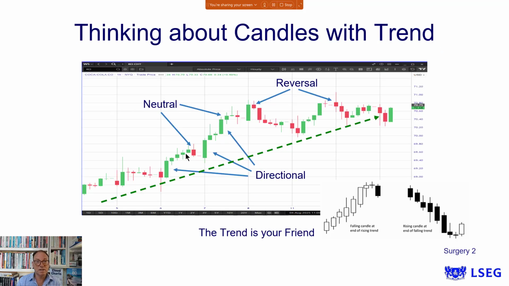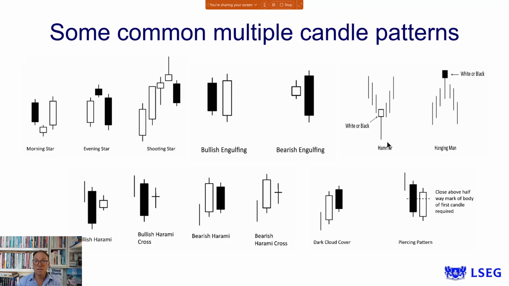And here what we see, I've marked on some neutral candles. The bigger ones are directional candles in line with the trend, and these smaller ones are reversal candles near the top of the trend. But today I want to talk to you about the ones that I think you're most likely to see and the most important ones.